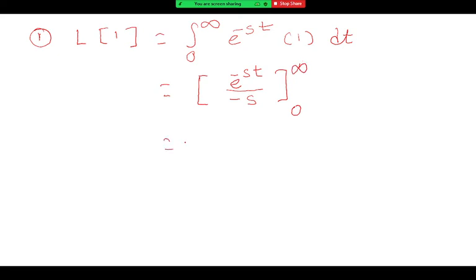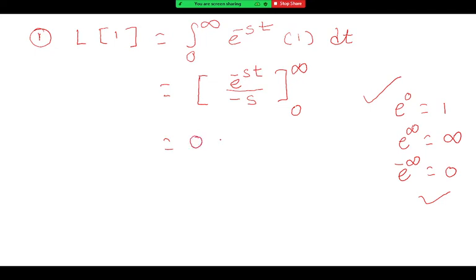Put the upper limit. Now, 2-3 things you require throughout this topic. That is e raised to 0. What is e raised to 0? 1. What is e raised to infinity? Infinity. e raised to minus infinity is tending to 0. So these 3 values, mainly e raised to 0 and e raised to minus infinity, you require again and again throughout the Laplace. When you put the upper limit, t is infinity, so e raised to minus infinity is 0.